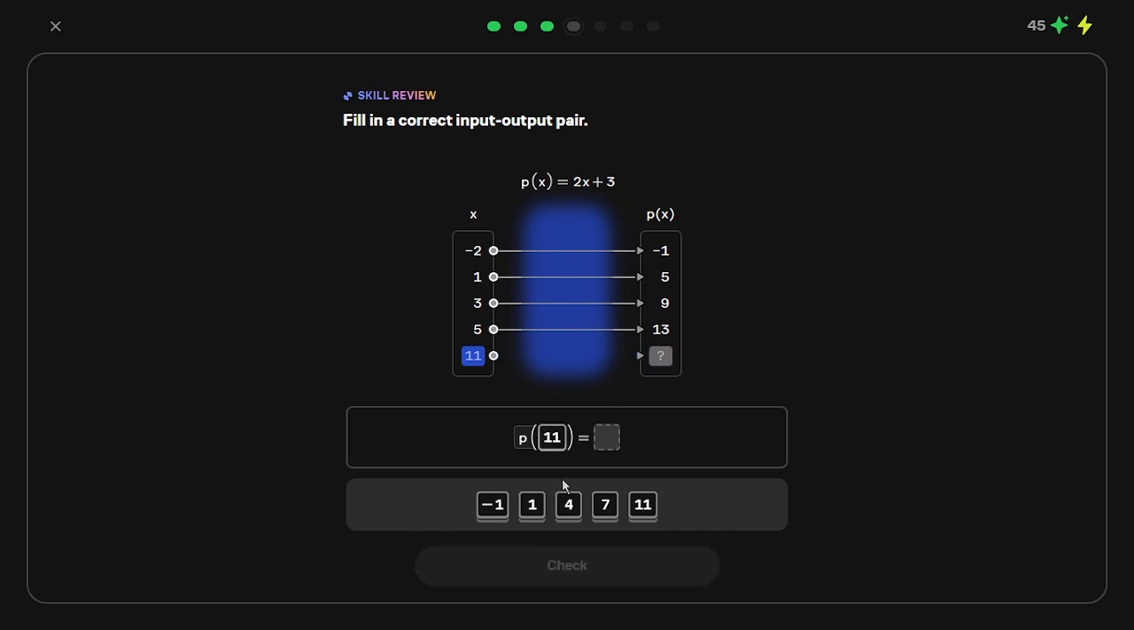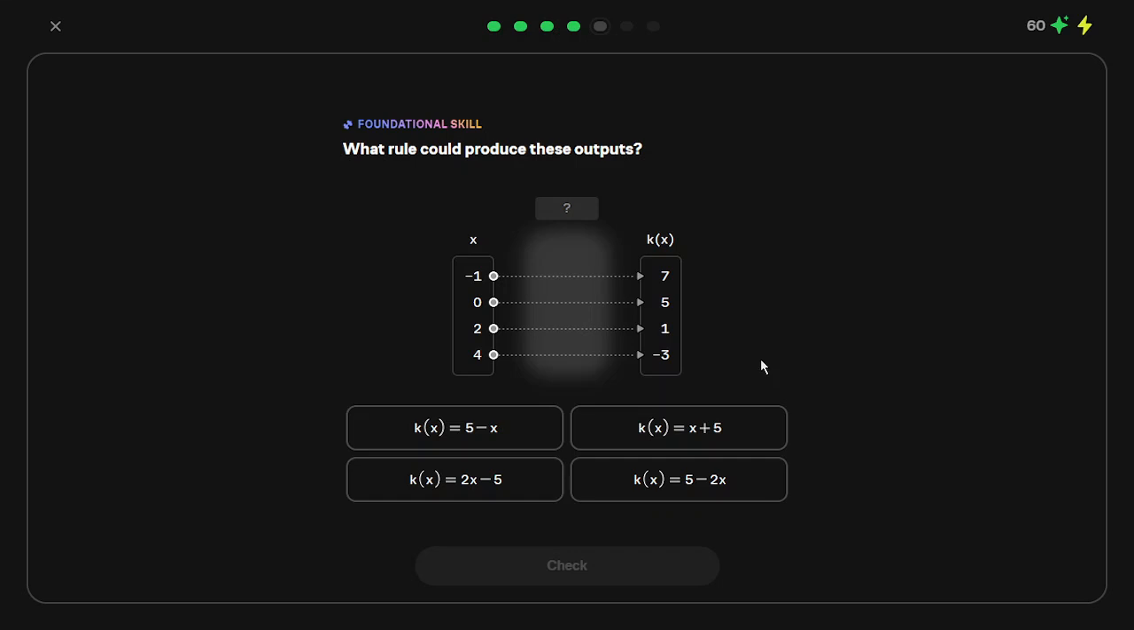Oh, I think I put it the wrong way. Wait, did I put it the right way? Oh, I did put it right. So, is that right? No, that's wrong. I put it the wrong way. So x will equal 4 and p of x will be equal to 11. I keep putting it the wrong way over and over again. At the end, I will show you the correct answer. I can't really make the speed up that fast.